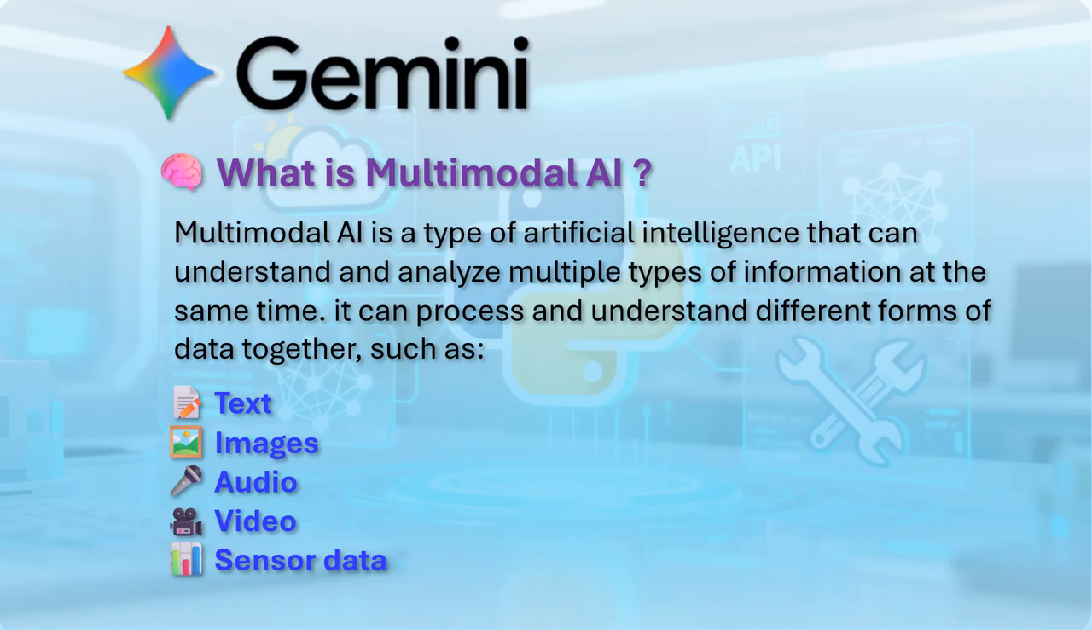What is multimodal AI? Multimodal AI is a type of artificial intelligence that can understand and analyze multiple types of information at the same time. In other words, it does not work with just text. It can process and understand different forms of data together, such as text, images, audio, video, and sensor data. By combining these different types of inputs, multimodal AI can understand situations more accurately and produce smarter results.